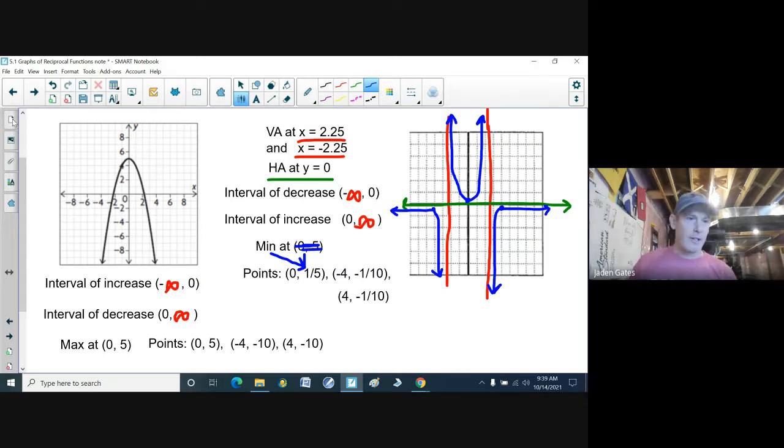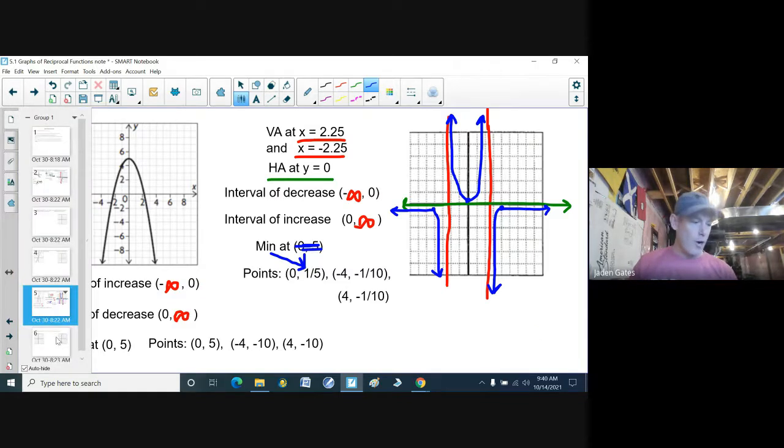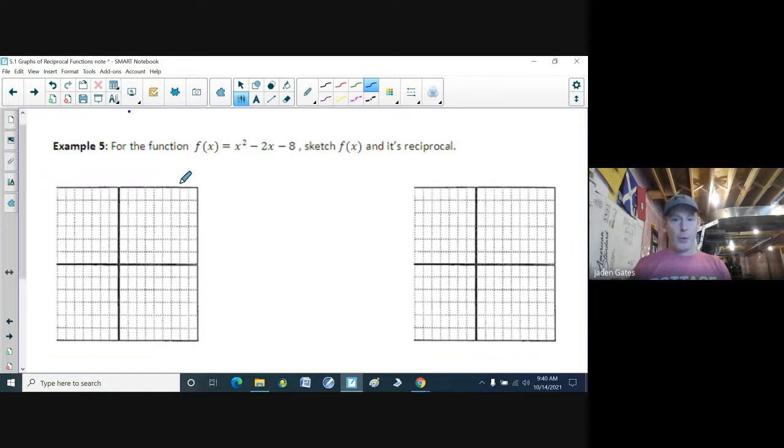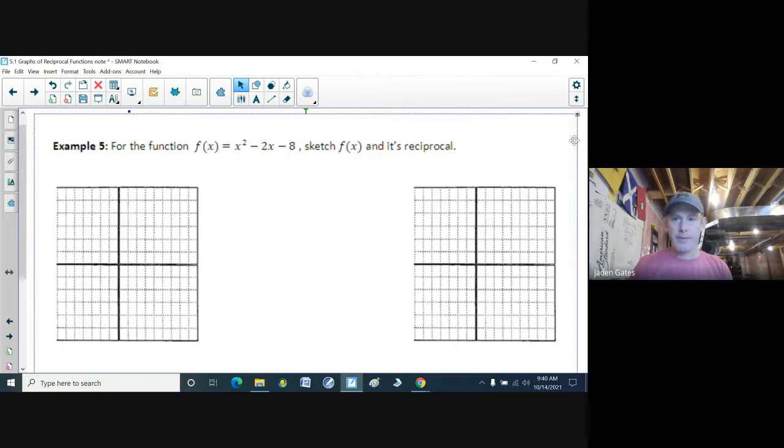All right. Can do one more here. For the function f of x, another quadratic here, but in standard form, equals x squared minus 2x minus 8. Sketch f of x first off, and its reciprocal. Okay. So I'm going to sketch this thing first. Oh, it's all one piece. All right.